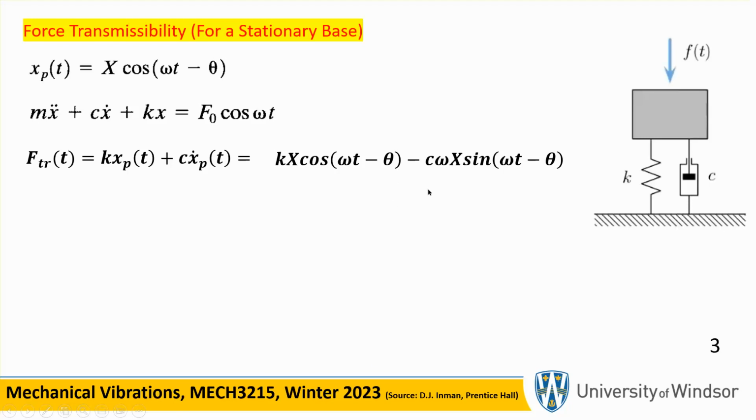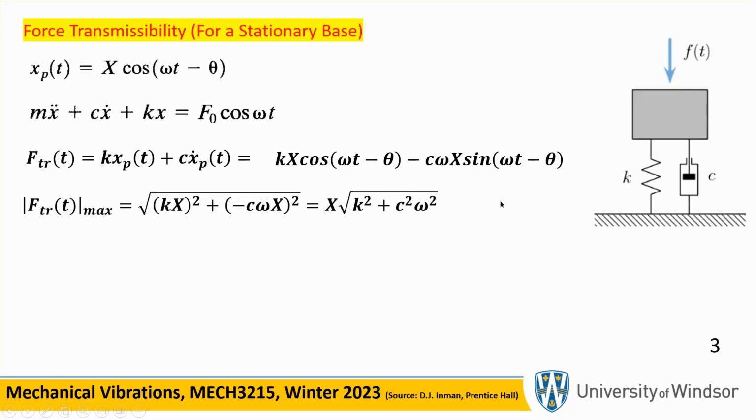Now, because there is a cosine of this angle and the sine of the same angle, we can actually go ahead and find the magnitude of the transmitted force. Because look, just look at it. The transmitted force is a function of time. It changes with time. And it's made of these two sines and cosines, which also themselves vary with respect to time.